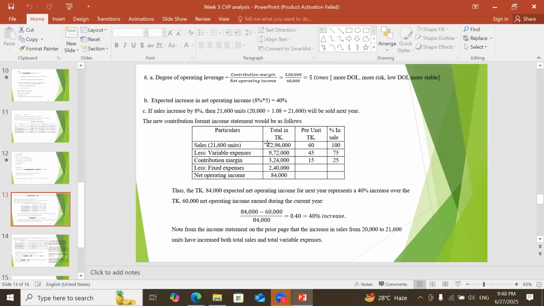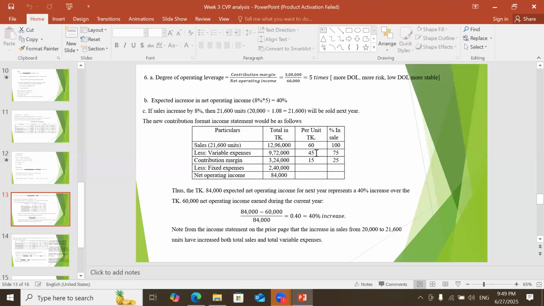Then you try to calculate. 12,96,000 less variable expense 9,72,000 is equal to contribution margin 3,24,000. Then you try to less fixed expense. Fixed expense always fixed 2,40,000 taka. Then you will get net operating income 84,000 taka. And per unit already given 60/40.